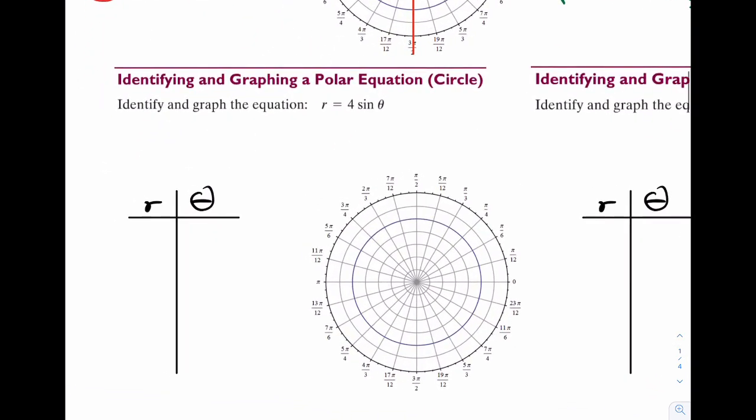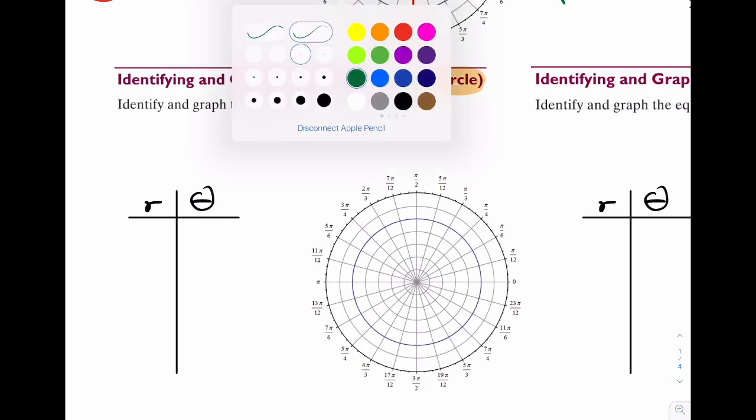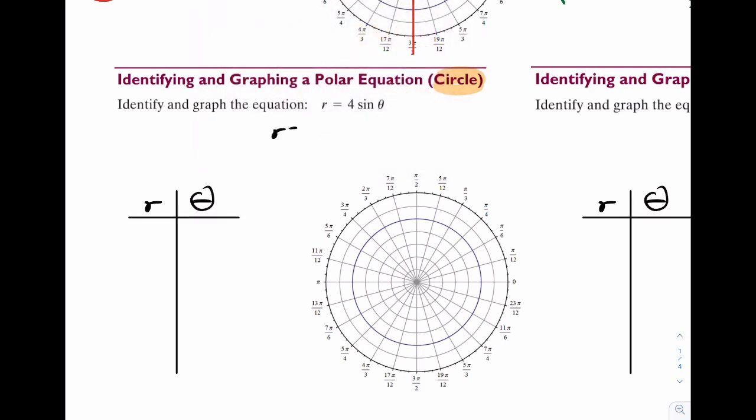Okay, next one. So at this point, you're probably seeing I give hints right here. This is going to be a circle. Now to do this, we're going to pick some points again. So for sine, hopefully we're remembering some easy points. So I want sine pi over 6. That would be 1/2. So 1/2 of 4 is 2. Let's plug in 5 pi over 6. That would again be 2.